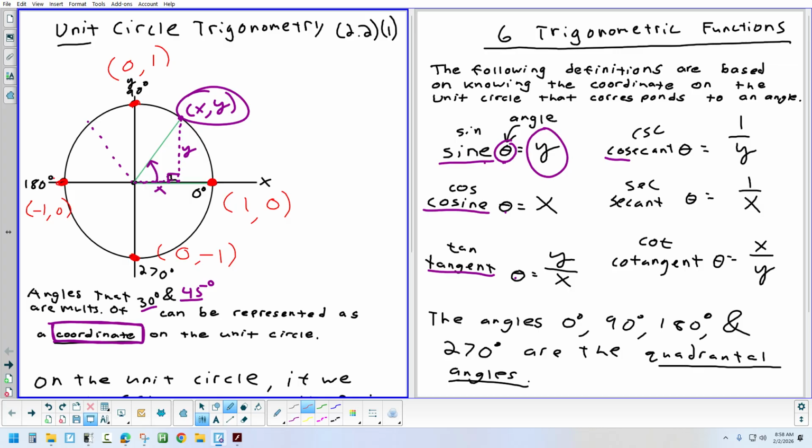So those are the 4 coordinates for the angles that are on the quadrants. 0, 90, 180, 270. They're the only coordinates that come out nice. The other ones we're going to do are not as nice numbers in the coordinates. Any questions how we got those 4 coordinates?